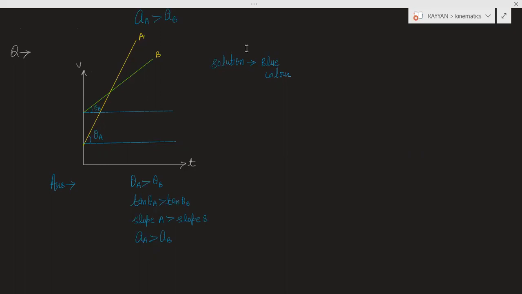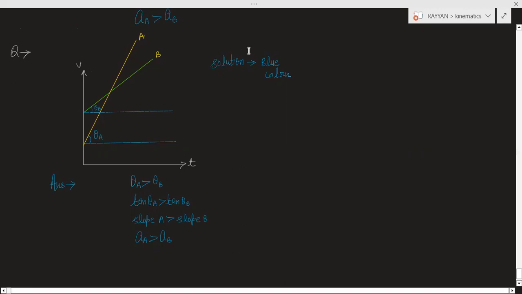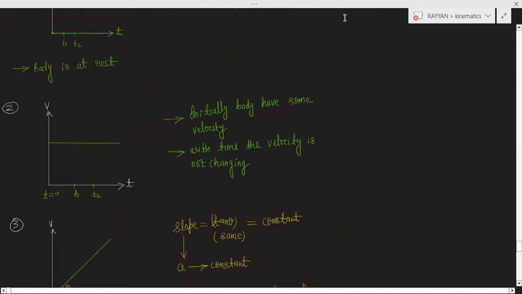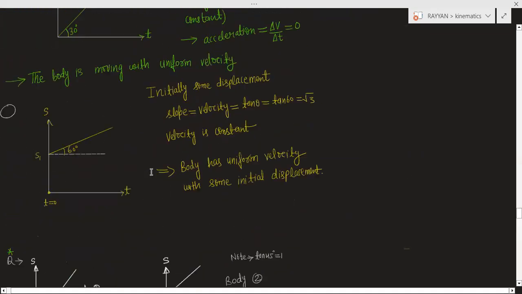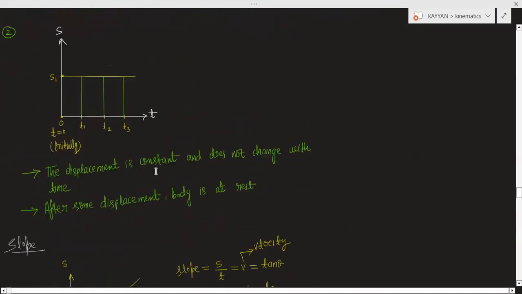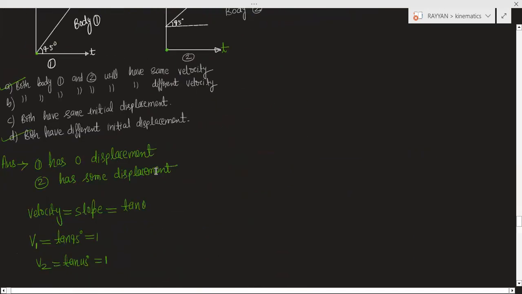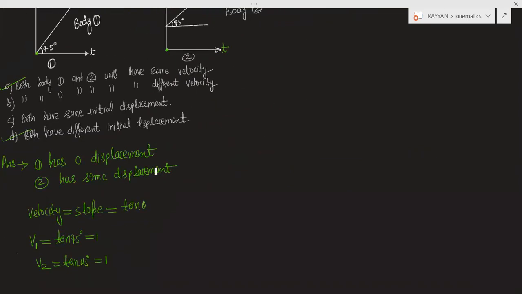Rayyan completed. Okay, Rayyan, if you want to ask any question regarding this, I think there should be no doubt. So the velocity and time graph is completed. Now there is one small topic, that is the acceleration time graph. After finishing the acceleration time graph, we will move forward.